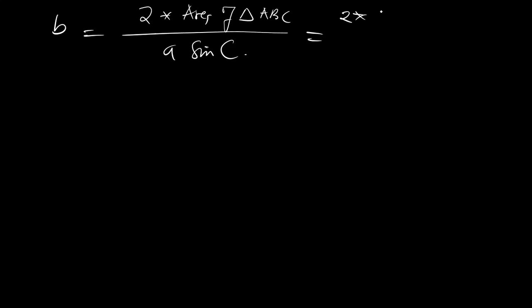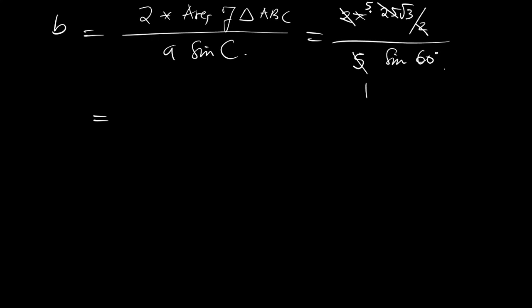The given value for the area is 25 root 3 divided by 2, all over A, which is 5 centimeters, then sine C, which is 60 degrees. So that means we now have these 2 will cancel out, and the 5 cancels itself, so what we now have is 5 root 3 divided by sine 60.